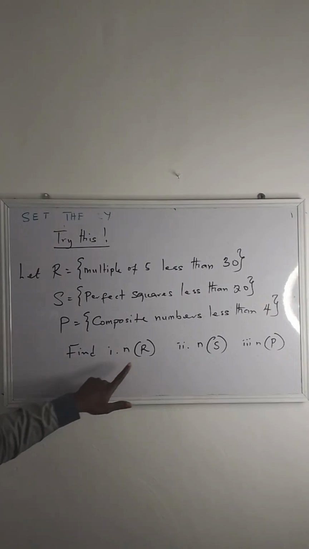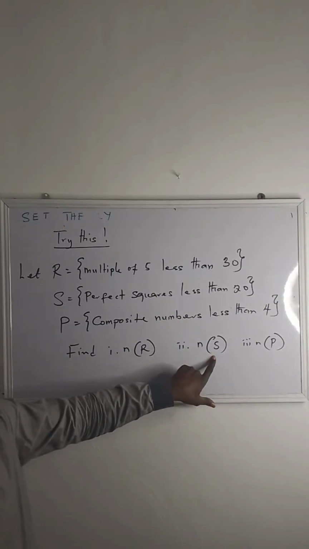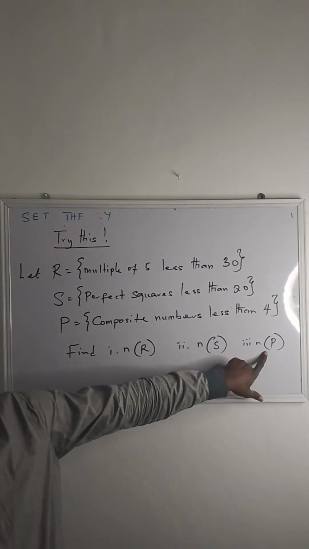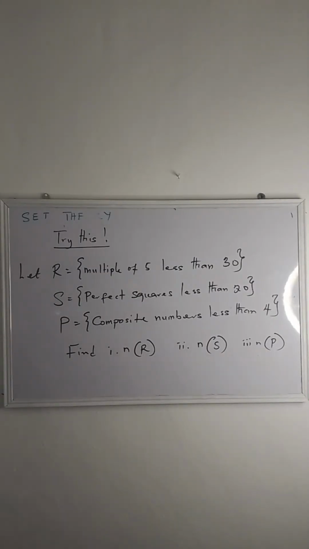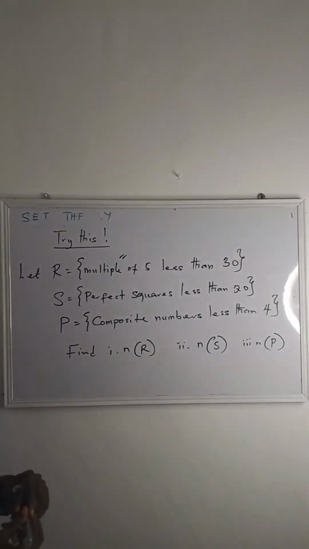Number of elements in set R, number of elements in set S, and number of elements in set P. Okay, I want to believe by now we should have finished. So now let's try and look at it together. Set R. Let's look at set R. Now, set R is multiple of 5.